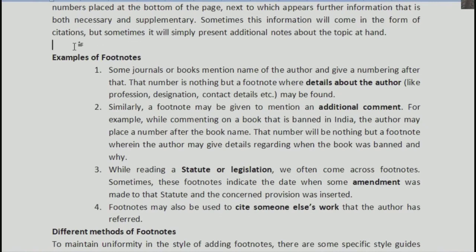But when was it? Why was it banned? By which notification was it banned? Those details I can give in footnotes, so that if anyone is interested, they can go through that notification and read those details. Right? So it can have additional information, or it may be a citation of someone else's work. I'm just acknowledging that yes, I have taken help from that person. Right? In both ways we can use a footnote.